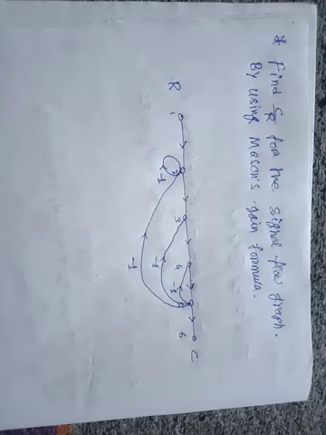Find the transfer function for the signal flow graph by using Mason gain formula. In the previous class I discussed the touching loops and forward path. Today I will discuss the non-touching loops, touching loops and forward path.